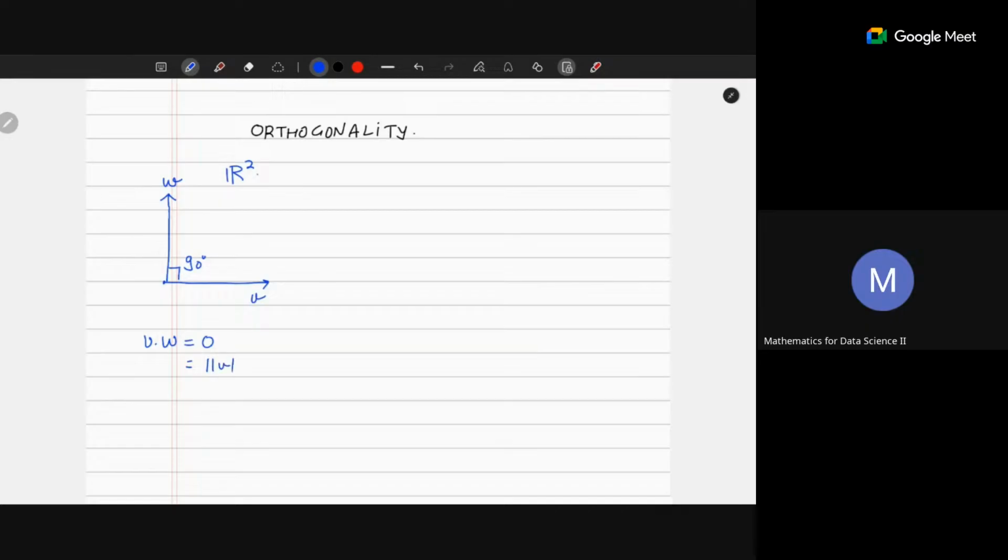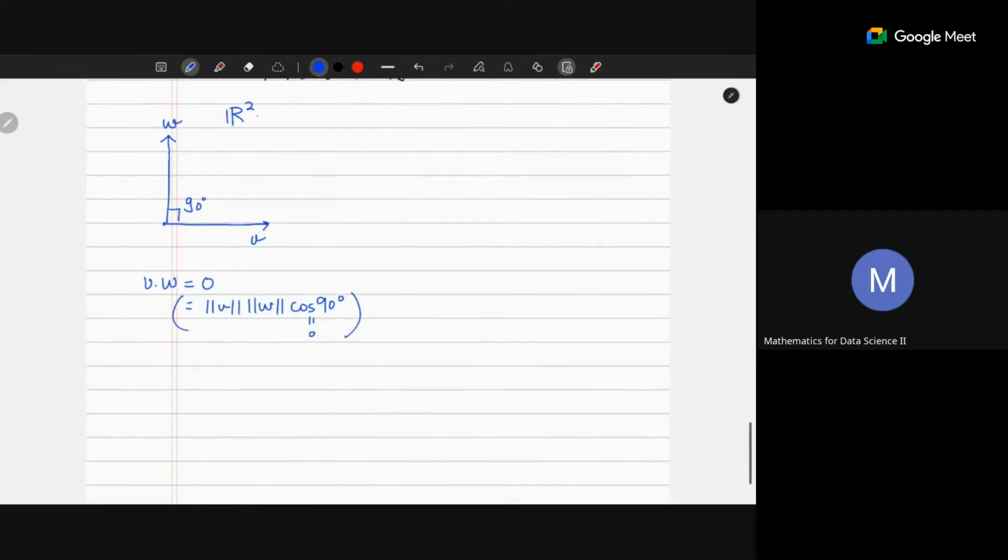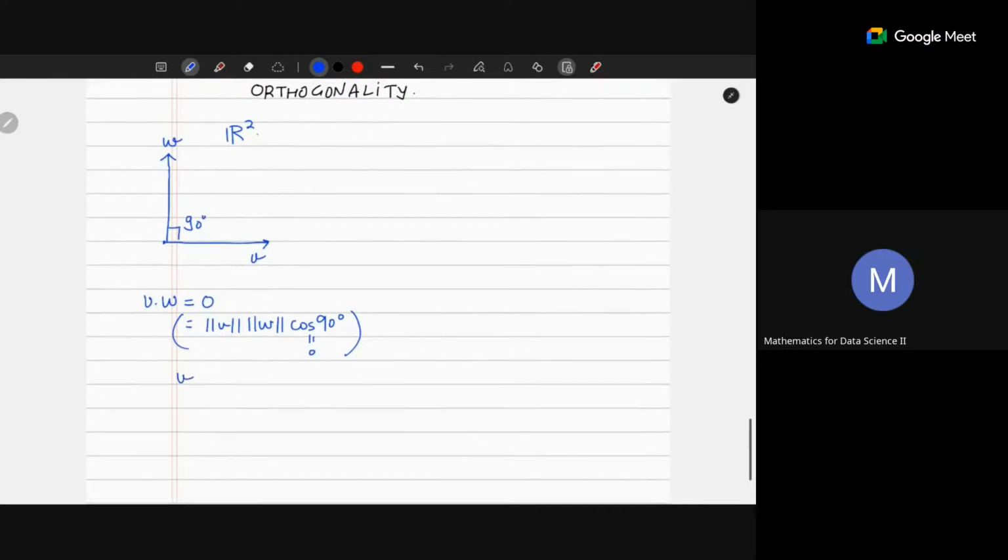So multiplication with 0 gives 0. So this is the explanation. So then we say that V is perpendicular to W, and this is true in general Rn as well. Now this concept of perpendicularity in abstract vector spaces translates to orthogonality.